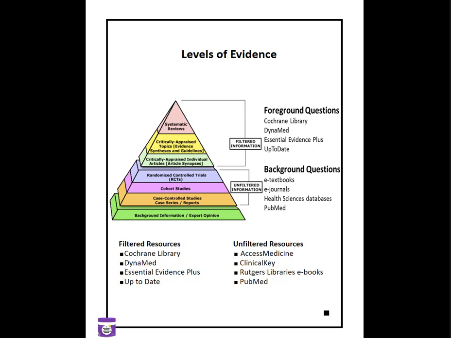Evidence at the highest level of the pyramid summarizes the range of evidence, recommends current best practice, and provides citations that link you to the original research studies.